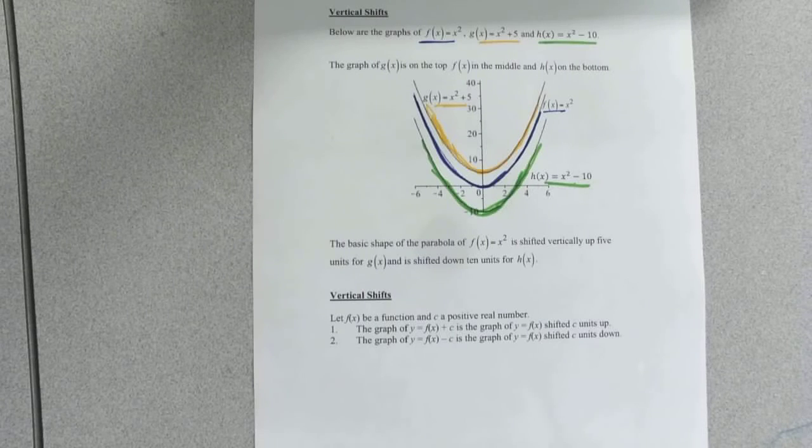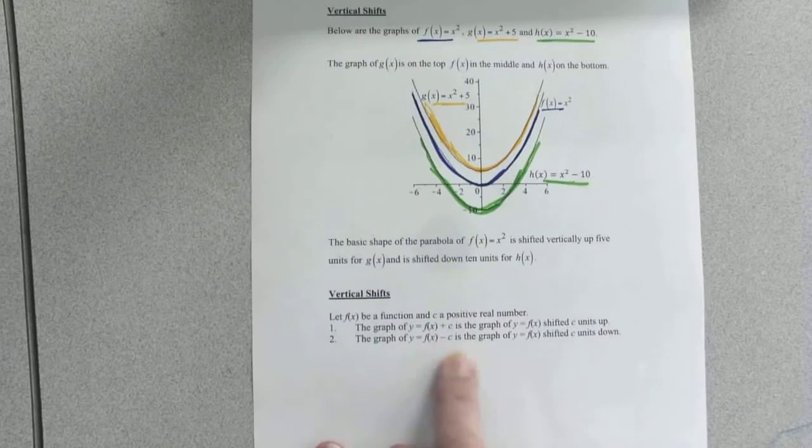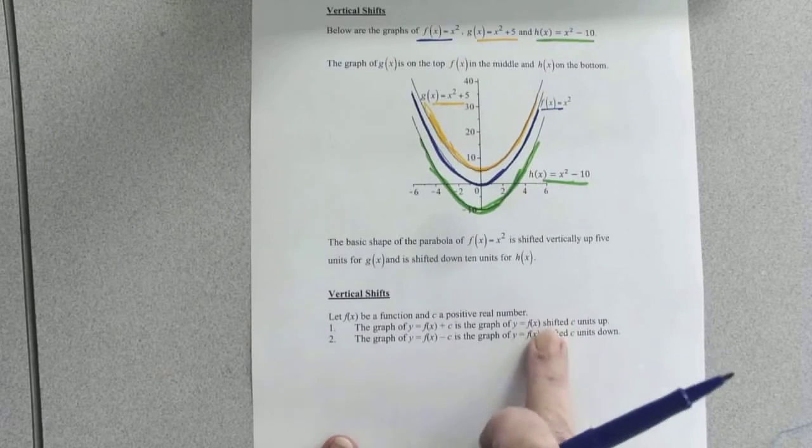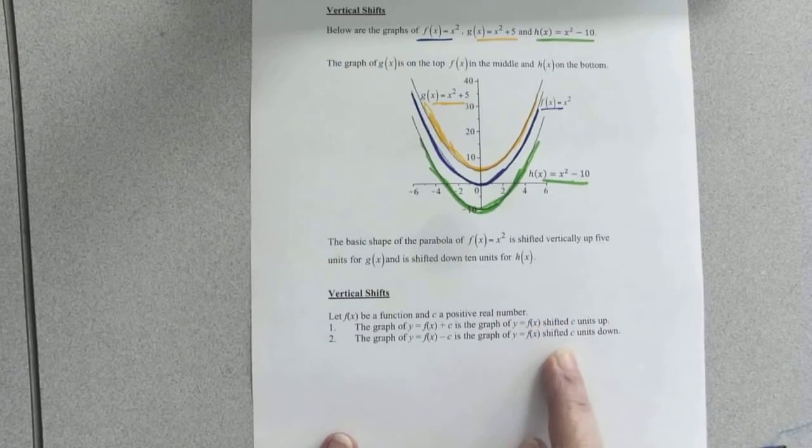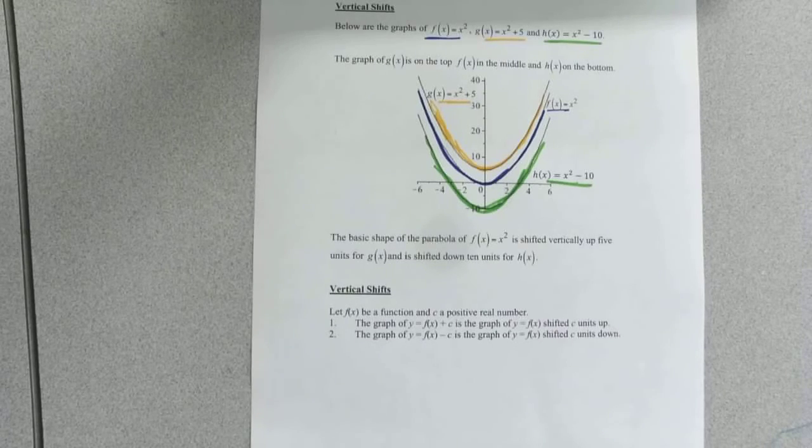Now, in general, let f of x be a function and c a positive real number. The graph of y equals f of x plus c is the graph of y equals f of x shifted up c units. The graph of y equals f of x minus c is the graph of y equals f of x shifted down c units. So a number that's added or subtracted on the end shifts things vertically. Up if it's plus, down if it's minus. So just take whatever the shape of f of x happens to be, whatever graph you're looking at. If you're adding, move it up that many units. If you're subtracting, move it down that many units.